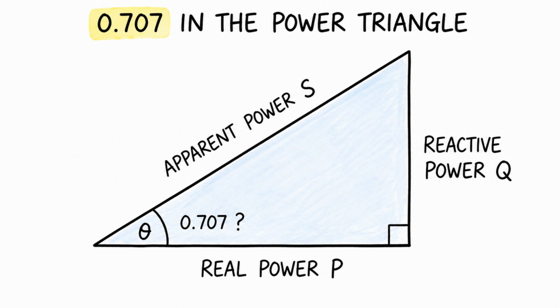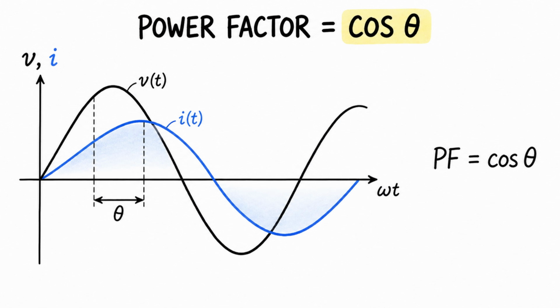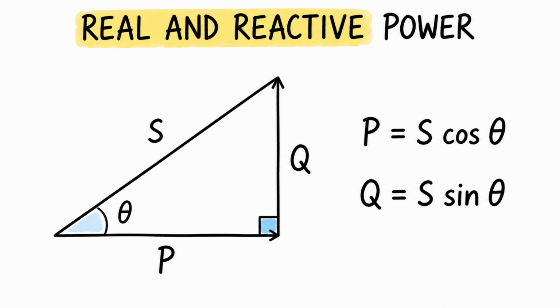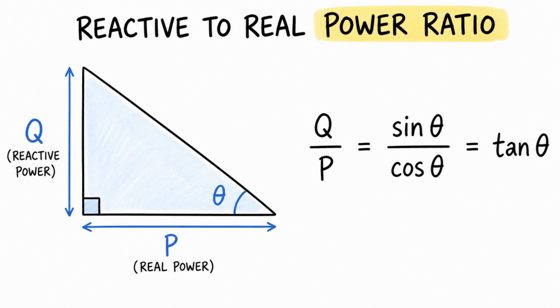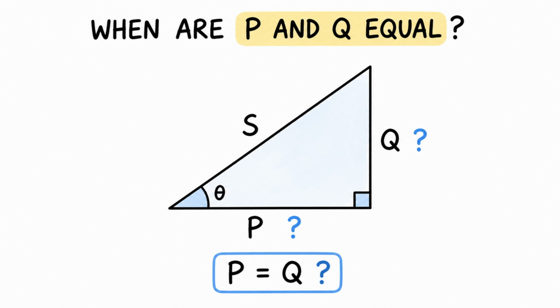And this one is the most geometrically beautiful of all. Power factor equals the cosine of the phase angle between voltage and current. Real power equals apparent power multiplied by cosine of the phase angle. Reactive power equals apparent power multiplied by sine of the phase angle. The ratio of reactive power to real power equals sine divided by cosine, which equals the tangent of the phase angle. Now the question is this.